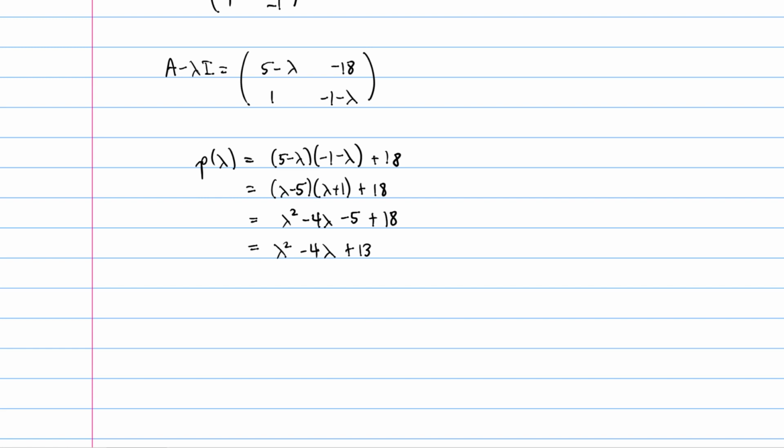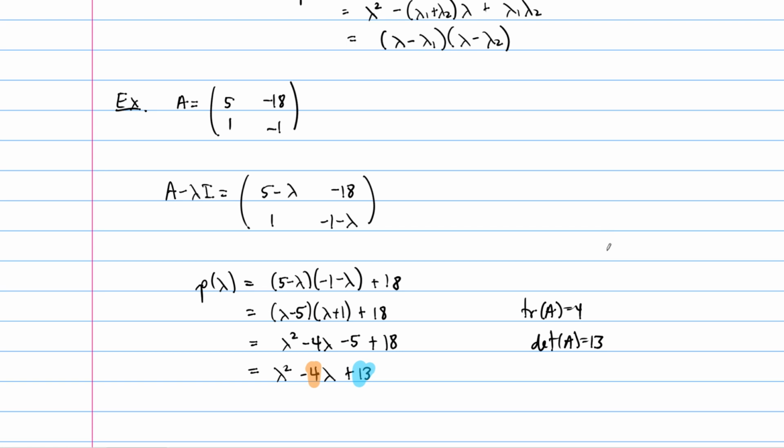And so the claim, if we believe what we said before, is that the trace should be 4 and the determinant should be 13. So the trace of A should be 4. The determinant of A should be 13. Let's check. The trace of this A is 5 minus 1. That is 4. So that's good. And the determinant of A is negative 5 minus a negative 18, which is 13. So that's correct as well.